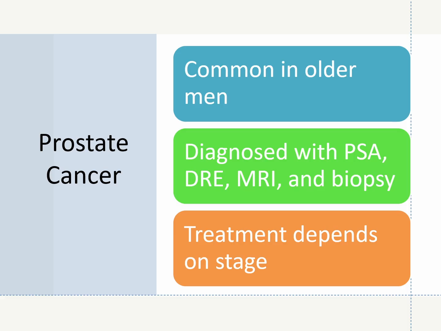Treatment depends on stage and severity. This may include surgery, radiation therapy, hormone therapy, and active surveillance. Important treatment includes radioactive seed implants, which is brachytherapy. And then there are some must-knows at the bottom of the notes.